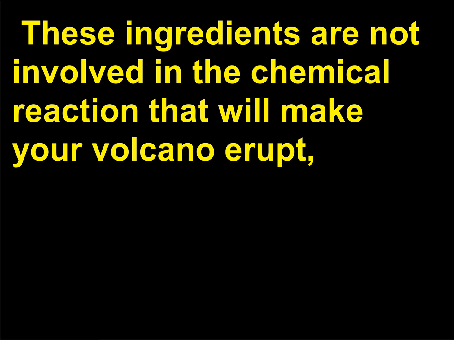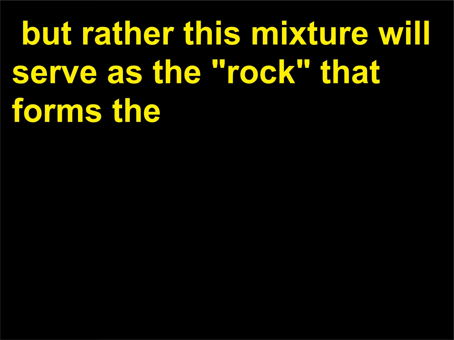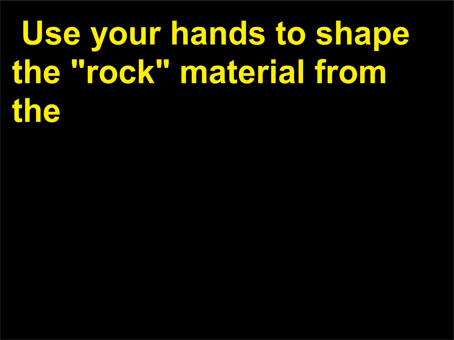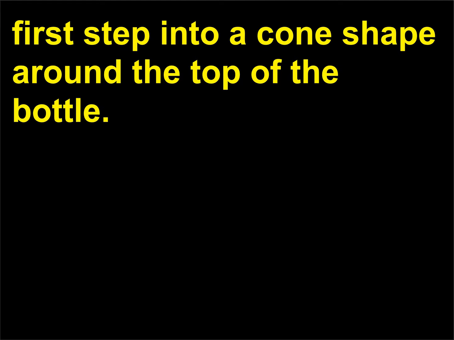These ingredients are not involved in the chemical reaction that will make your volcano erupt. Rather, this mixture will serve as the rock that forms the structure of your volcano. Place the plastic bottle standing vertically in the pan. Use your hands to shape the rock material from the first step into a cone shape around the top of the bottle. Be careful not to cover the top of the bottle.